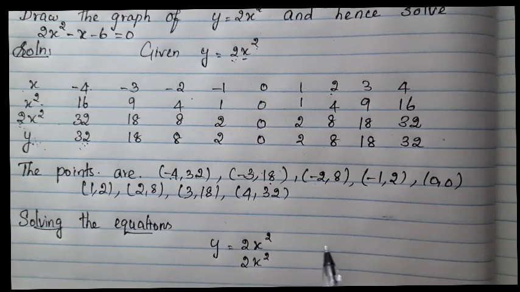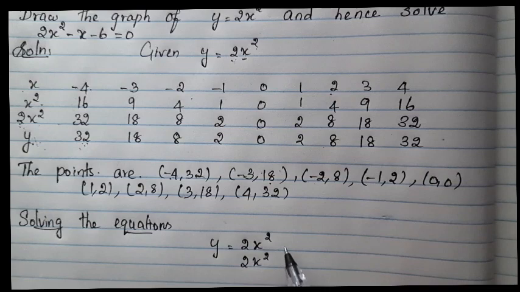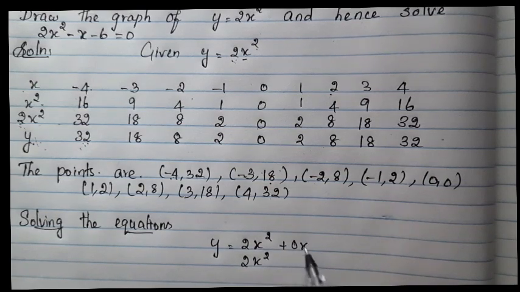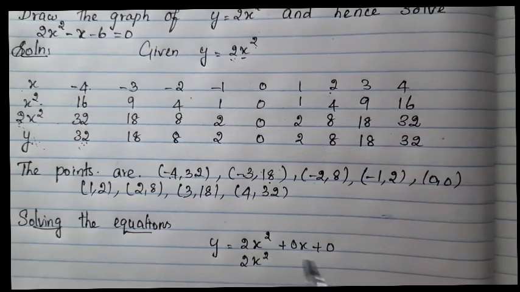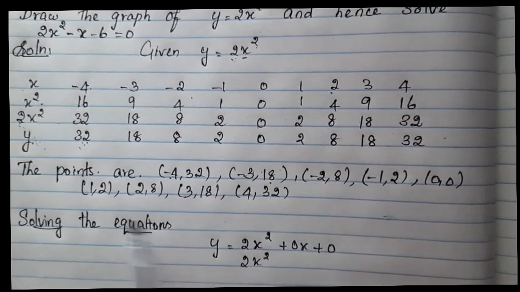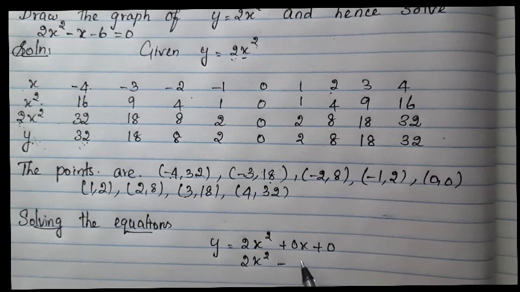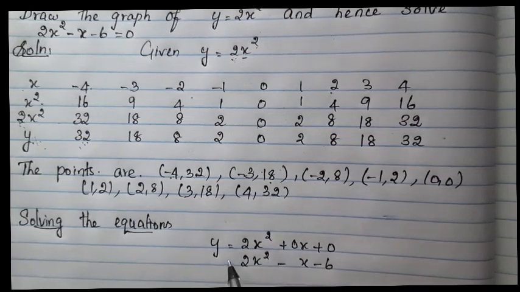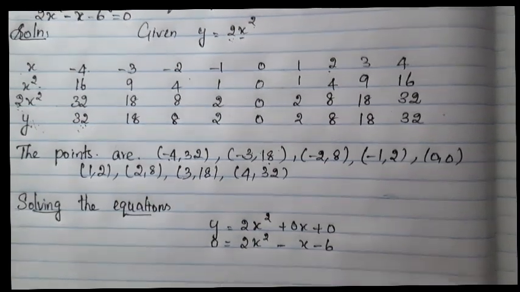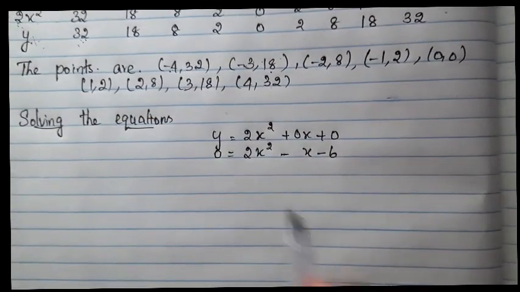Here is no x value. There is no constant value. If you need, you can put 0x. Otherwise you can write 0. That's your wish. You can just leave it, that's no problem. Anyway, we can write that equation, minus x minus 6, then equal to, on the next side there is 0. Just we can write like this. Our aim is to solve this.